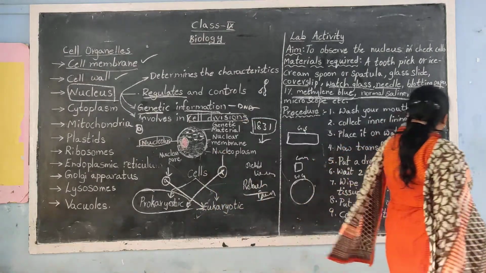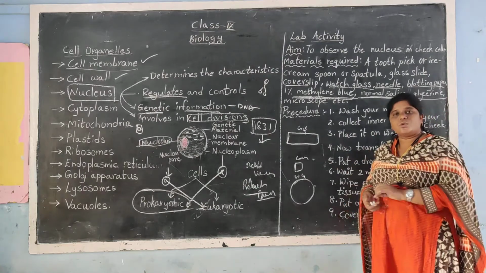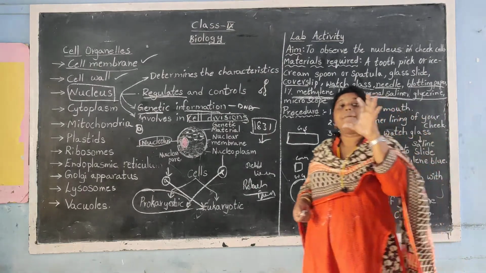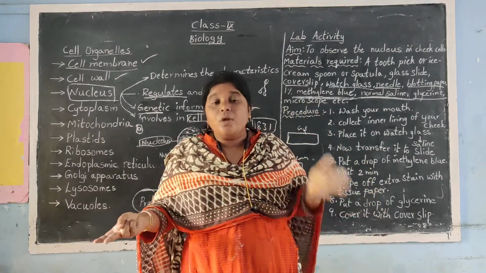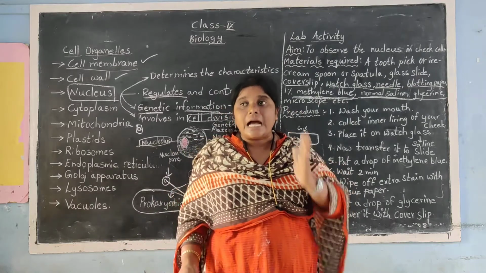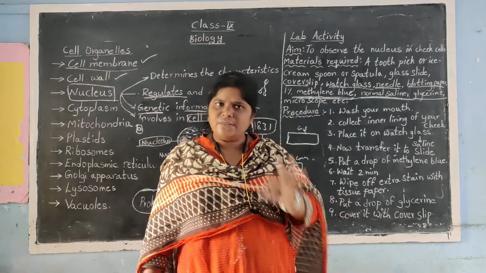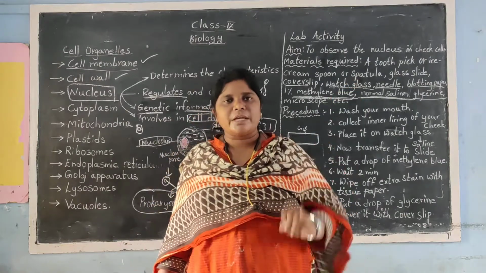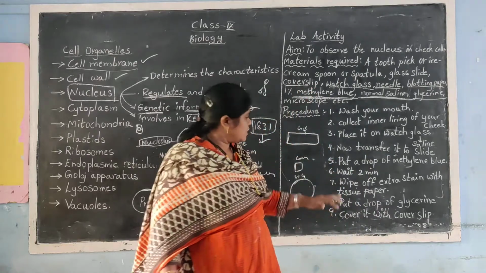Next one is glycerin. After the experiment is over, we have to observe it under the microscope, because we can't see the cells directly. Okay, there are 3 kinds of microscope: simple microscope, compound microscope, electron microscope. Now we have to take a microscope.